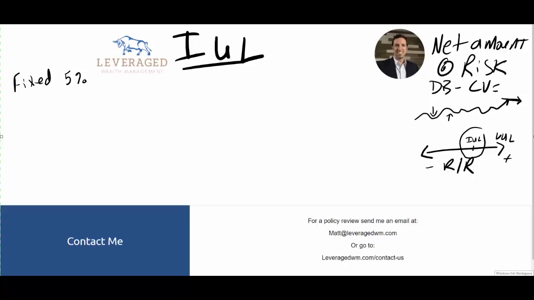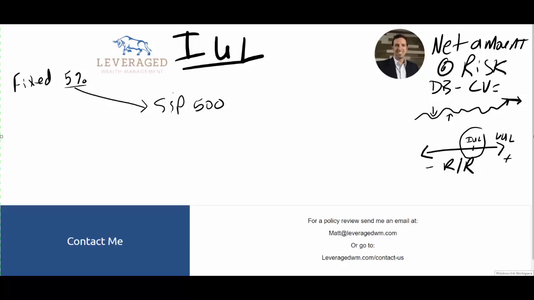So every single year, the company is going to come to you and they're going to say, you can either take the fixed rate at 5%, or we can take this money that we were going to give you already and we can actually invest that in an index. So let's just say it's the S&P index. It's probably the most common index that you find in these indexed universal life insurance policies.